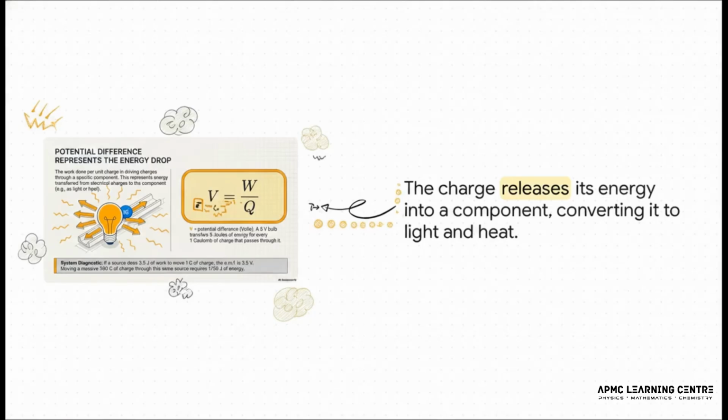And here we can actually see that energy transfer happening. As our fully energized charge flows through the bulb's filament, it starts to do work. It's converting its electrical energy into light and heat. You can literally think of it as an energy drop across that component. That's the potential difference. So when you see a 5-volt bulb, it just means it's designed to take 5 joules of energy from every single coulomb of charge that passes through it.